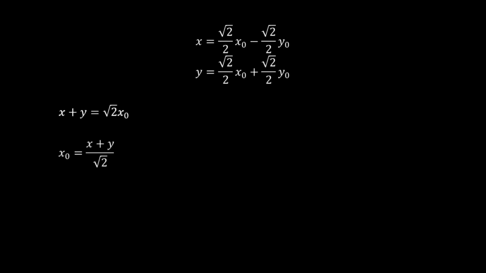Now, balik ulit tayo sa system of equation. But this time, ima-minus naman natin in order to eliminate x naught. So, in order to eliminate x naught, minus lang natin yung two system of equation. Magiging x minus y is equal to negative square root of 2 over 2 y naught minus square root of 2 over 2 y naught. Then we can combine like terms. Makukuha natin is x minus y is equal to negative square root of 2 y naught. Solving for y naught, makukuha natin is negative x minus y all over square root of 2.